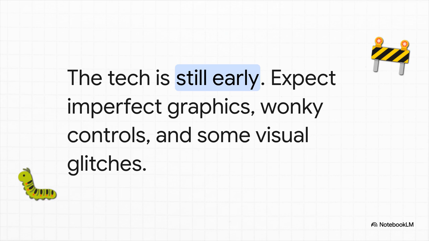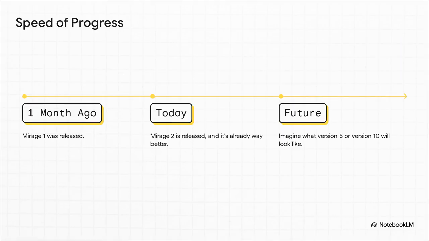The graphics can be imperfect. The controls feel a bit wonky sometimes, and yeah, you'll definitely spot some weird visual glitches. It is not a polished AAA game experience. Not yet. But that's not the whole story. Because you have to look at the speed this is moving at. The first version of Mirage came out just 1 month before this one. The improvement in just a few weeks is absolutely staggering. This isn't slow, plodding progress. This is an explosion. The little glitches we see today, they could easily be gone by next month.